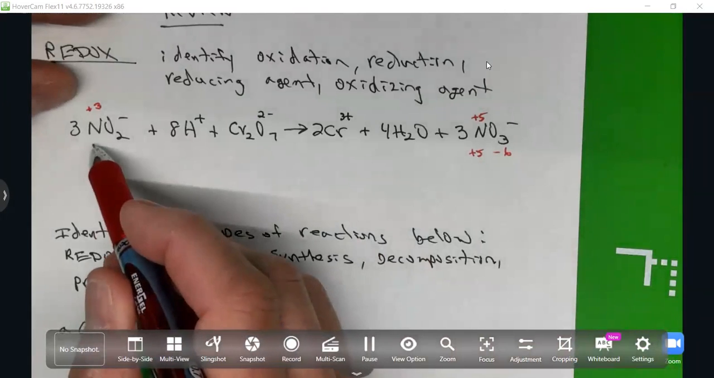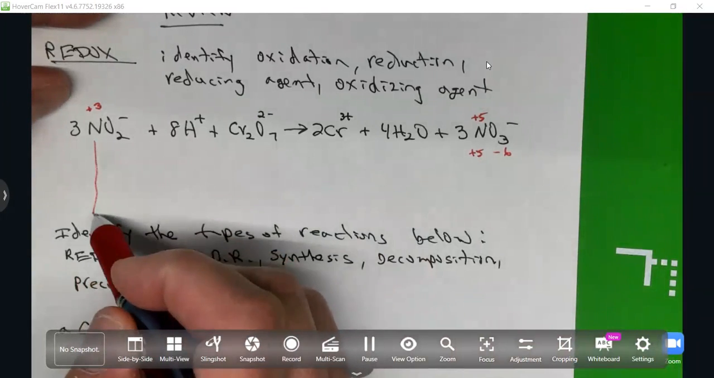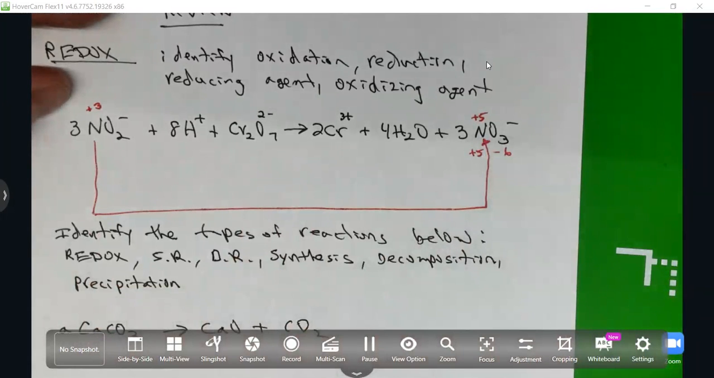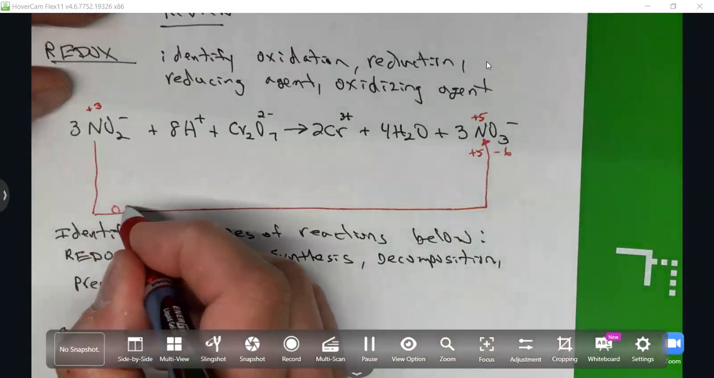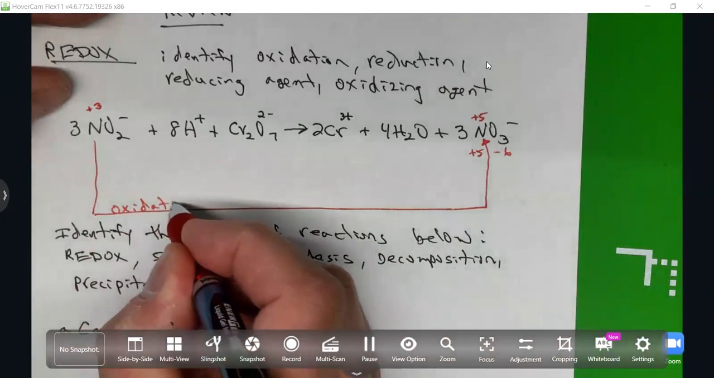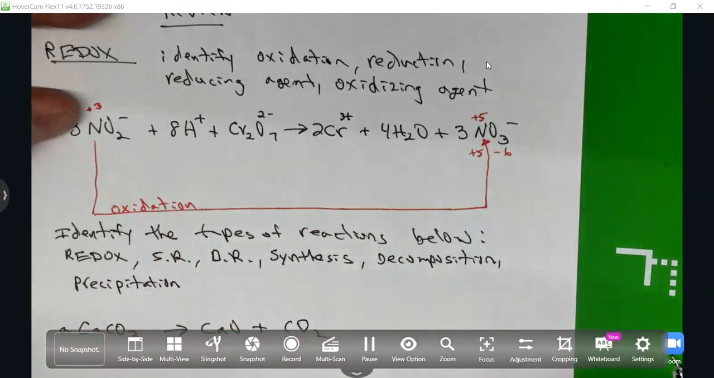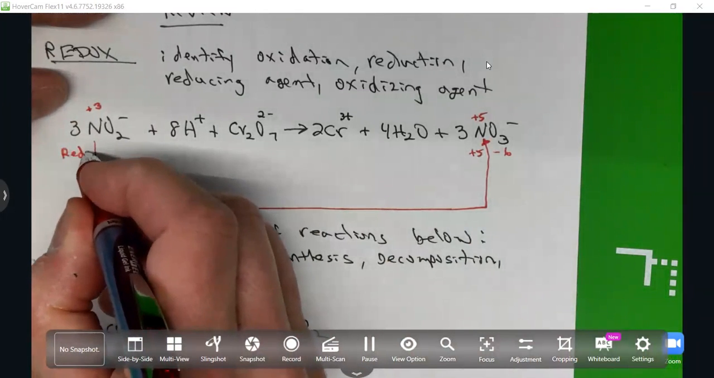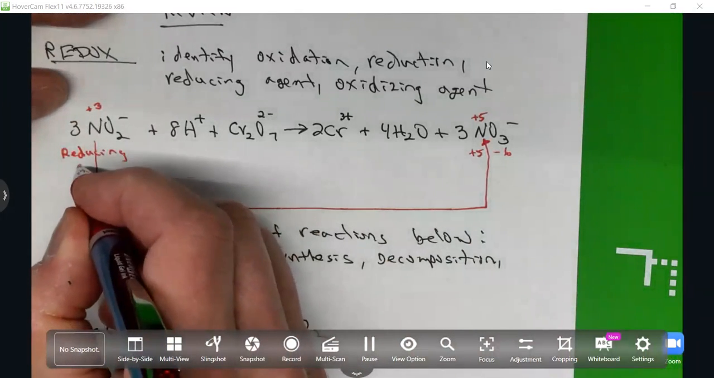So we know right away, since we did that one, we might as well put it in, and that is becoming more positive. So that is our oxidation. And if that's our oxidation, NO3 minus then is our reducing agent.